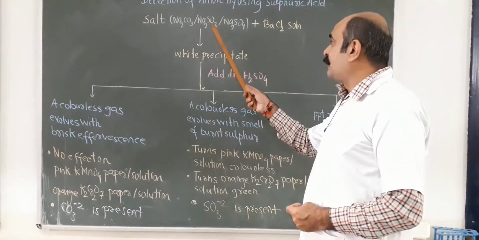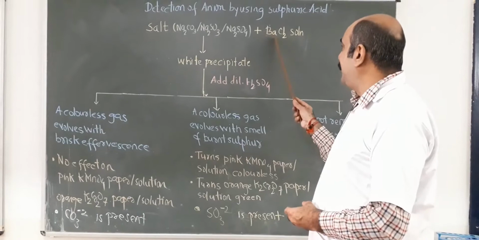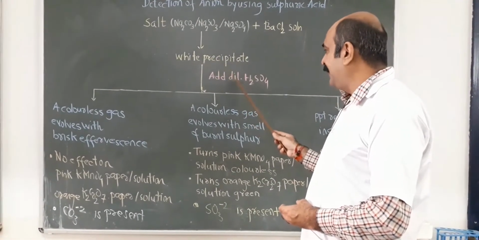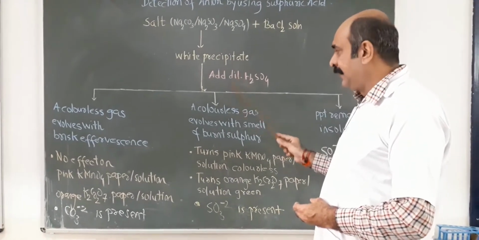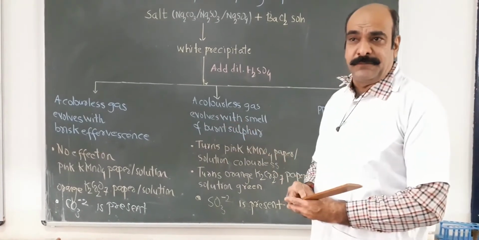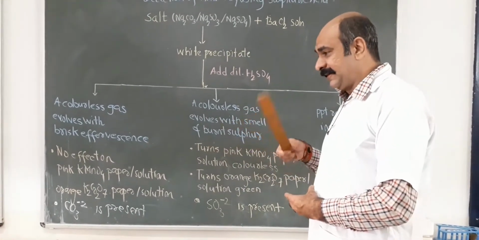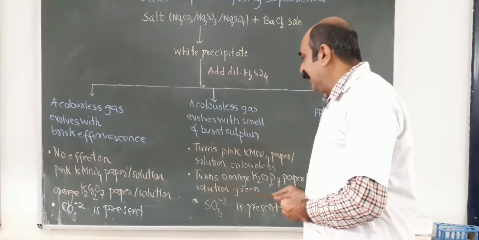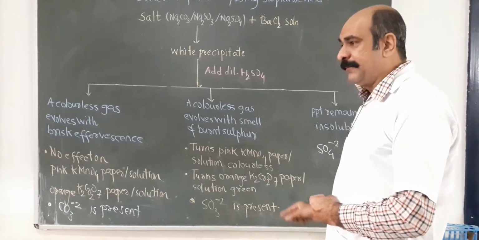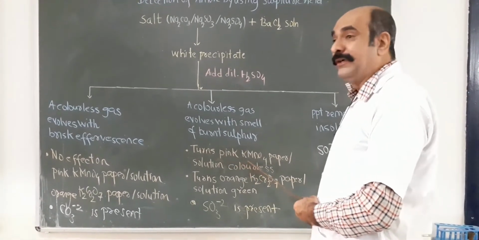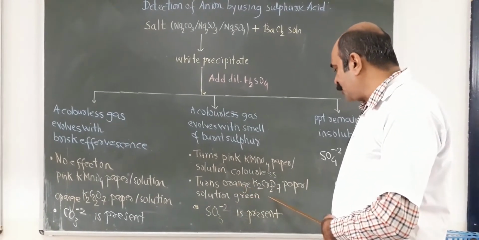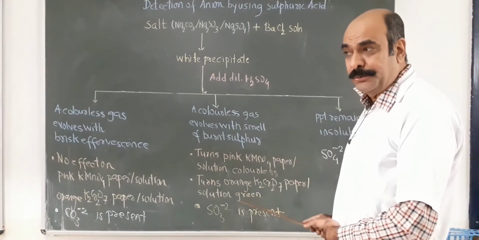Now, to a sodium sulfide solution, when I add a barium chloride solution, I'll get a white precipitate of barium sulfide. To that, when I add dilute H2SO4, I'll get a gas with a smell of burnt sulfur, a gas with a suffocating smell. Now, when I put a pink color KMnO4 paper or solution in this gas, it will turn colorless. The gas also turns orange color K2Cr2O7 paper or solution into green.